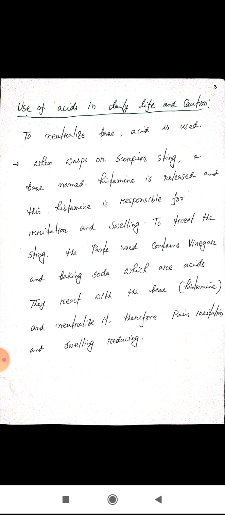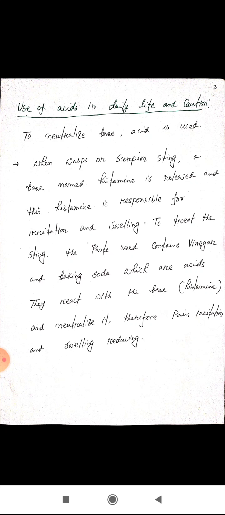We know that to neutralize a base, an acid is used. Suppose when a wasp or scorpion stings, a base named histamine is released. So we can say the wasp or scorpion contains histamine, which is released when it stings, and this histamine is responsible for irritation and swelling. To treat the sting, a paste is used, which contains vinegar and baking soda.